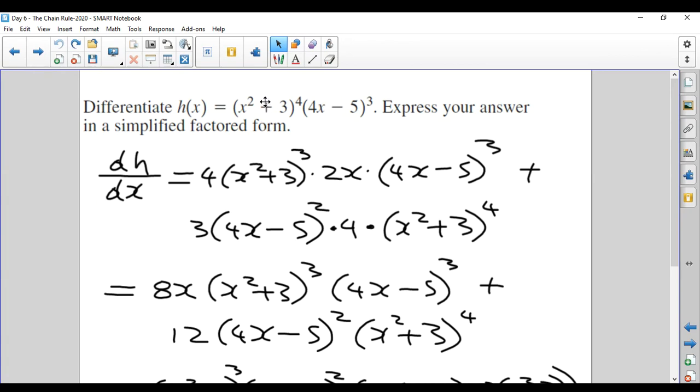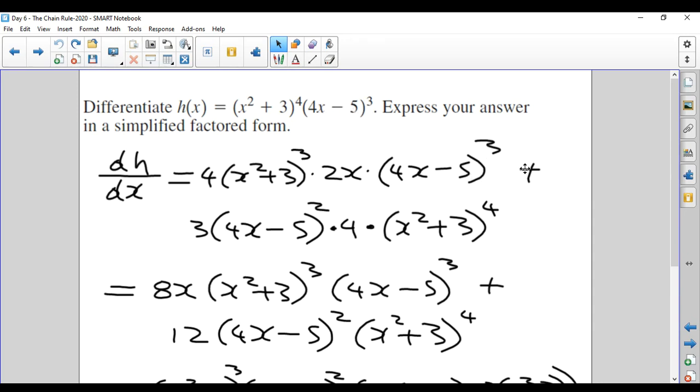This is an application of the chain law. So that would be 4 times this to the power of 3. That's what the first part of this is. Times the inside function, which is a 2x. That's what we're doing here. Multiplied by this second part on the right. So that's just going to be 4x minus 5 to the power of 3.